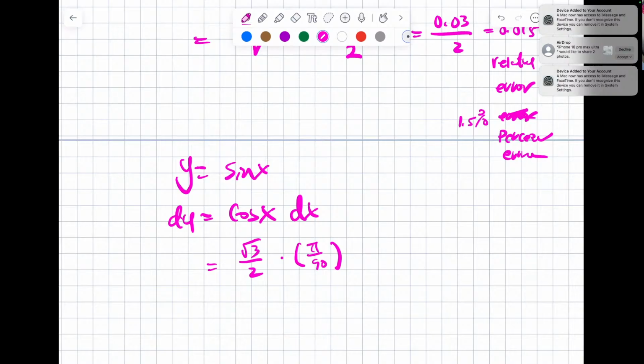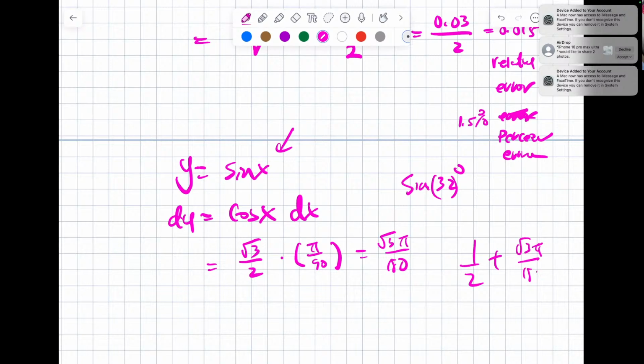Wait, why isn't it sine of pi over 90? Where did pi over 90 come from? We're trying to approximate sine of 32 degrees. So dx is pi over 90, and cosine of 30 is square root of 3 over 2, so that is square root of 3 pi over 180. And sine of 30 degrees is 1/2. So it's 1/2 plus square root of 3 pi over 180.